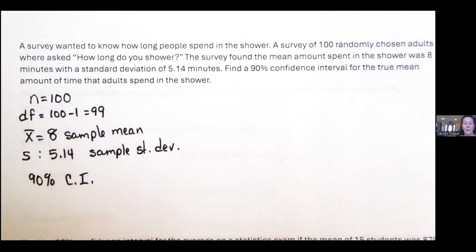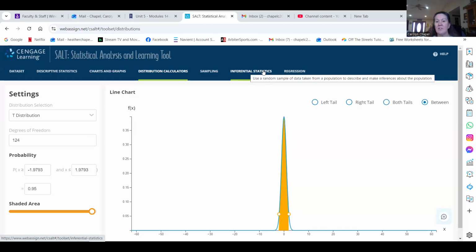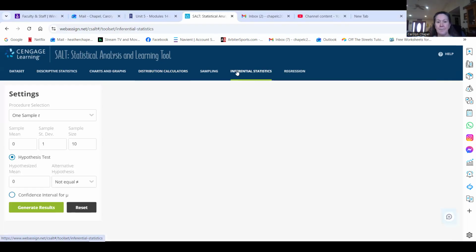So I'm going to go to SALT, and we're actually going to use, like I said, a different part of SALT to find this. Like I had mentioned when we first started talking about setting up confidence intervals, we're doing our first little taste of inferential statistics. That's why we're going into this inferential statistics area. We are going to be using this one sample T.